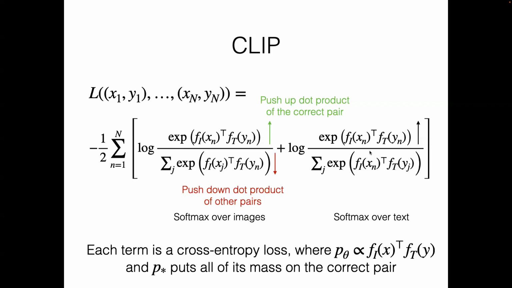And then just one more interpretation. Here we have this softmax, and you could see the log of the softmax. So this can be seen as a cross entropy loss, where your probabilities are proportional to these scores, and your ground truth is putting all of its mass on the correct pair that's labeled in the data. Okay, so those are some different interpretations of this.